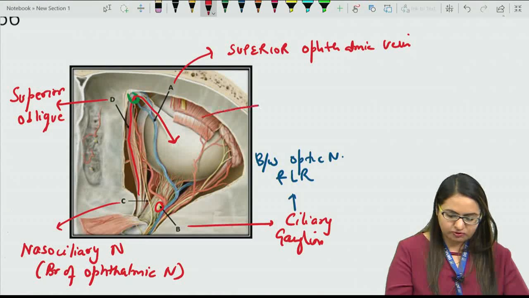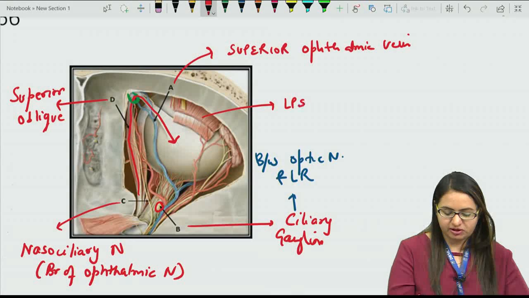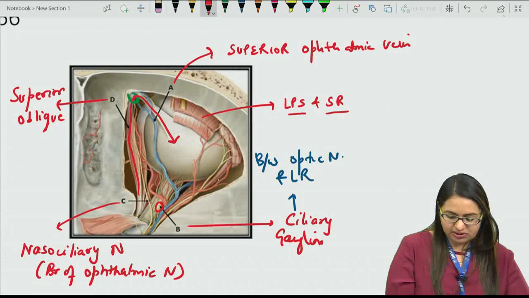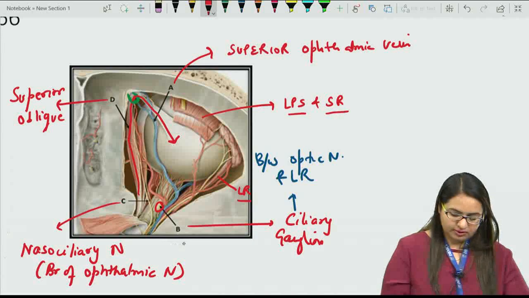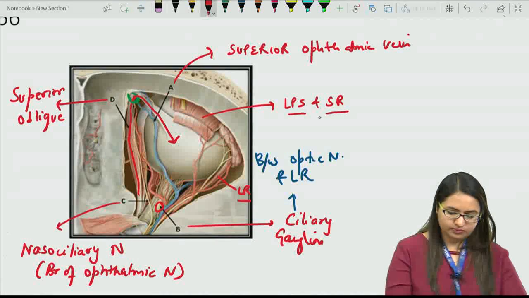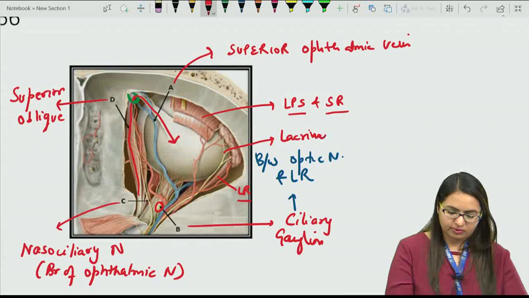The muscles which have been cut here are the levator palpebrae superioris, and just below that the superior rectus muscle. The muscle present over here is the lateral rectus muscle. The nerve present here is the lacrimal nerve, which supplies the lacrimal gland, and a cut nerve portion can be seen here. This is the frontal nerve.